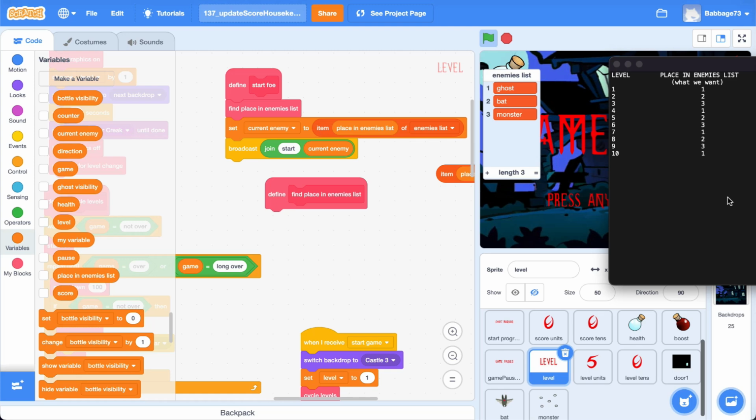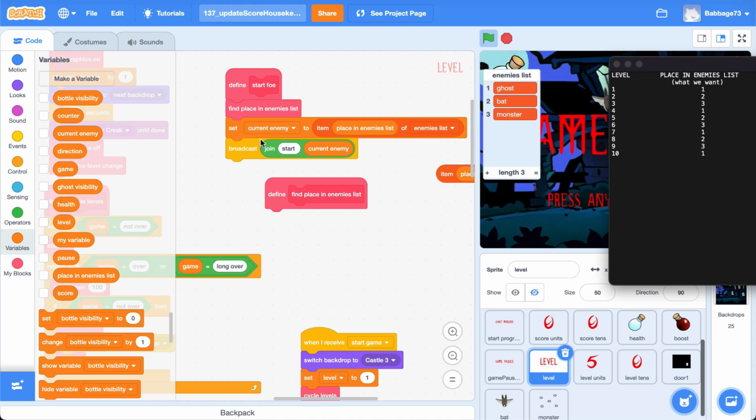All right, everyone, we were dealing with a tricky problem. The problem was how to get Scratch to cycle through this list of monsters so that at level 1 it gives us a ghost, at level 2 it gives us a bat, level 3 gives us a monster, but at level 4 it goes back to giving us a ghost, level 5 a bat, level 6 a monster, level 7 a ghost, and so on.